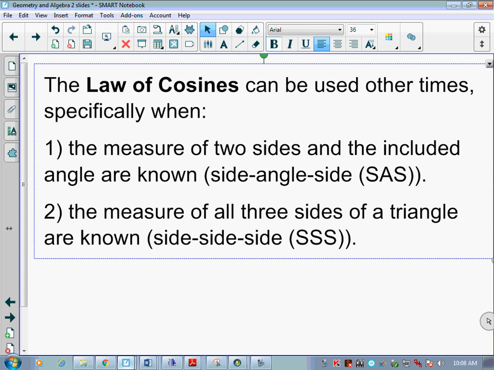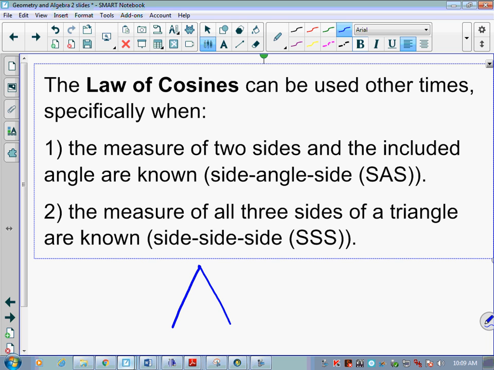Law of cosines can be used other times, specifically in these two instances. One is whenever the measure of two sides and the included angle are known. So two sides and the included angle. So that's if I have a triangle like this, and I know what this side length is, and I know what this side length is, and I know what this angle is, right? If I know those bits of information, I have side angle side, I can find all the other missing parts. Or I can find the missing parts if I know the measure of all 3 sides.